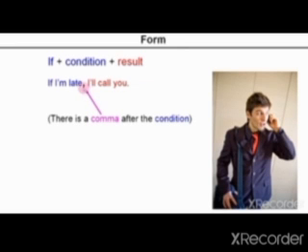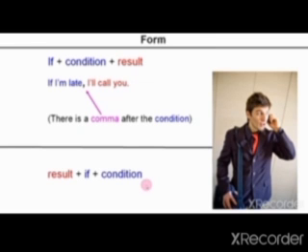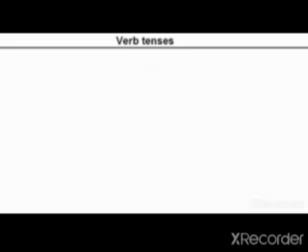So, in conditional sentences, if we put the condition first, then a comma must be used. And the form is: if plus condition plus result. But we can change the order of the sentence. We can write the sentence as: I'll call you if I'm late. And you can see we do not use a comma if we write the result first.